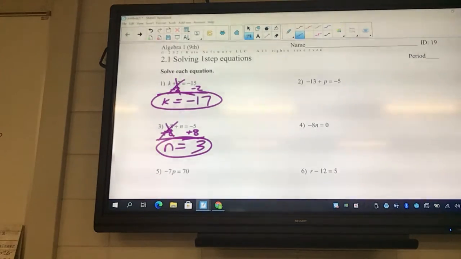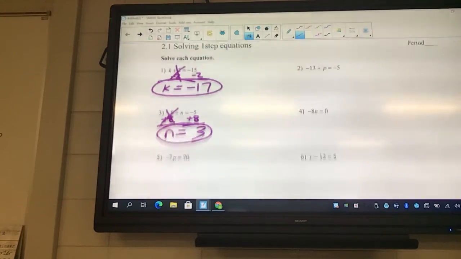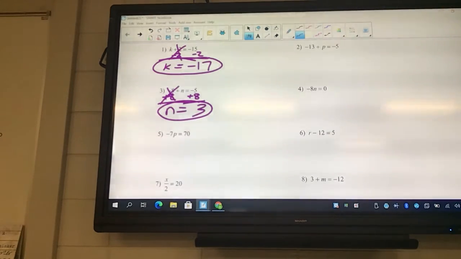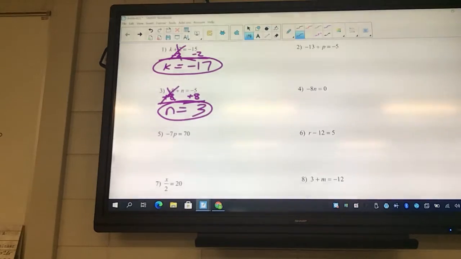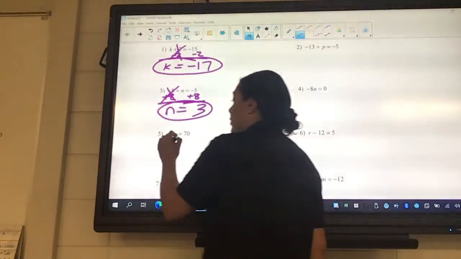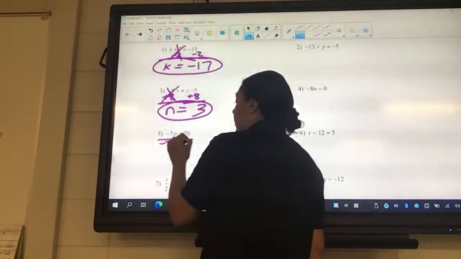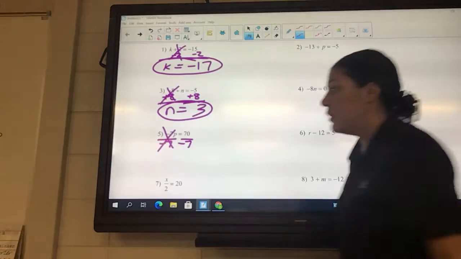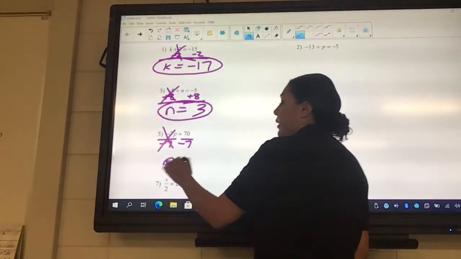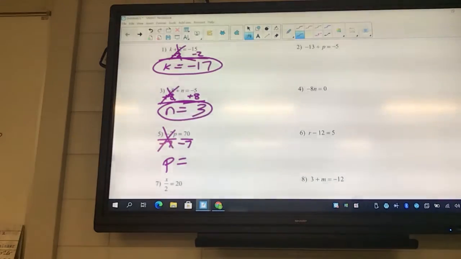Look at 5. We got negative 7p. So these are right next to each other. See how the negative 7 and the p is right next to each other. If something is right next to each other, that means multiply. And so if it's multiply, what do we need to do to move it? Divide. Multiplication and division go together. So we're going to say divide by negative 7. If I do it to one side, I do it to the other side. So I got p equals 70 divided by negative 7.